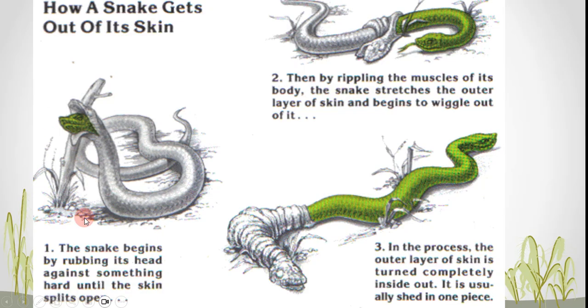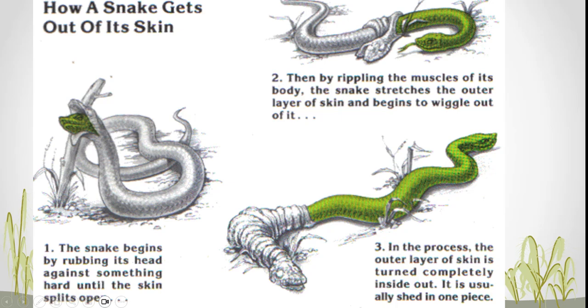In nature, they'll start rubbing their head against something till they break that skin off. By rippling their muscles, they'll peel themselves out of the old skin that looks kind of all dried up. You've probably all seen a snake skin before. Sometimes you don't necessarily see the head part as well as this one. As they slither out of it, it turns the old skin completely inside out.